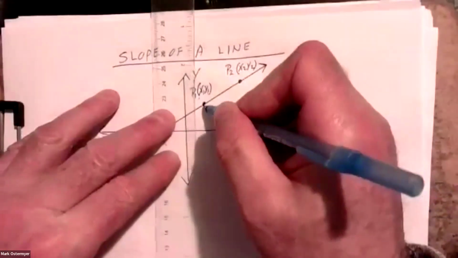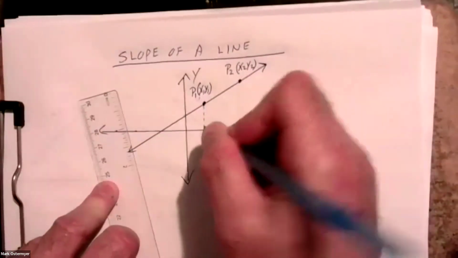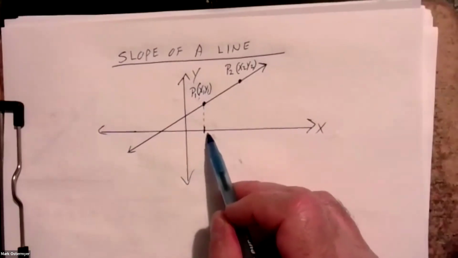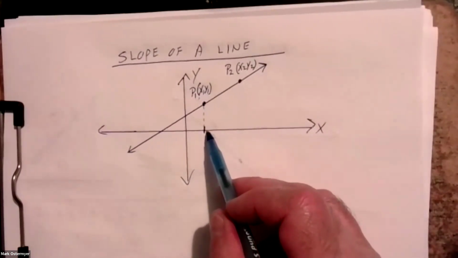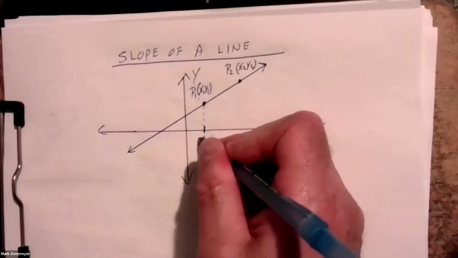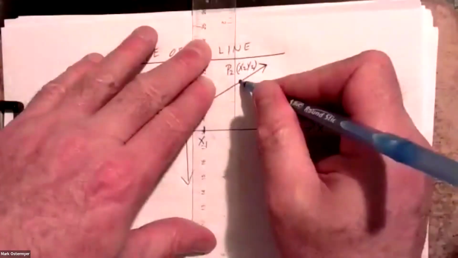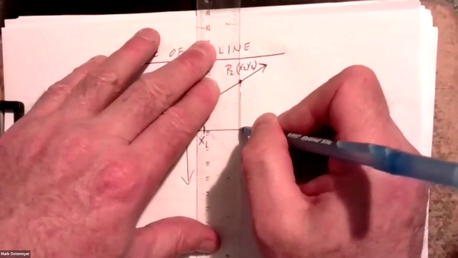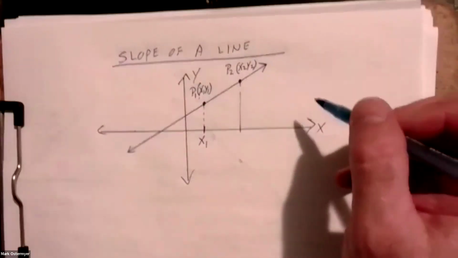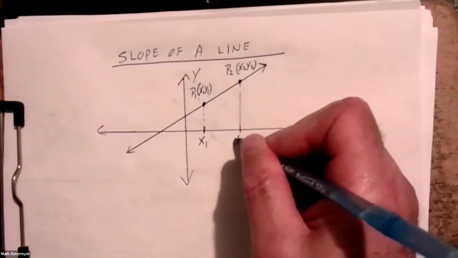If I project this point P sub 1 vertically down to the x-axis, what tick mark do I strike down here? Well, what's the x-coordinate of this point? Oh, it's X sub 1. In a similar fashion, if I project this point vertically right back down to the x-axis, I strike what tick mark value? Oh, what's the x-coordinate of this point? Oh, it's X sub 2.